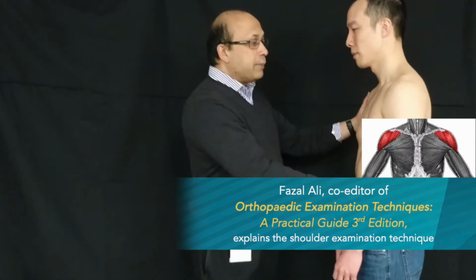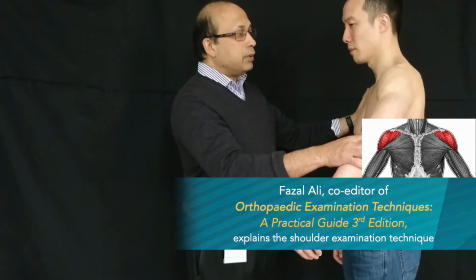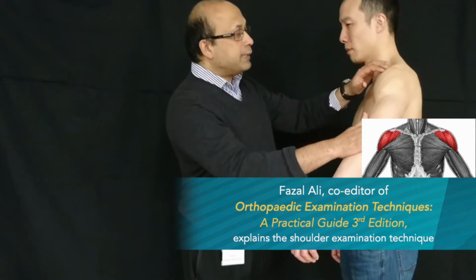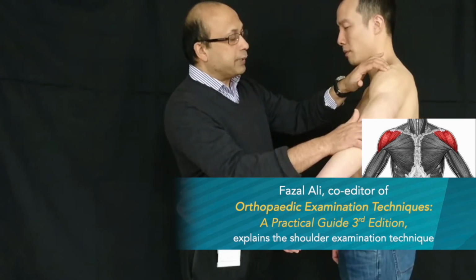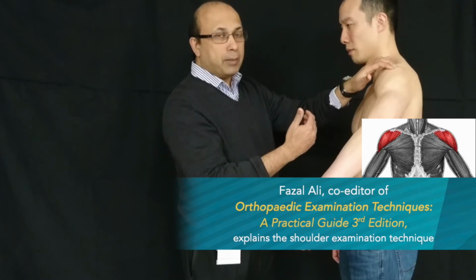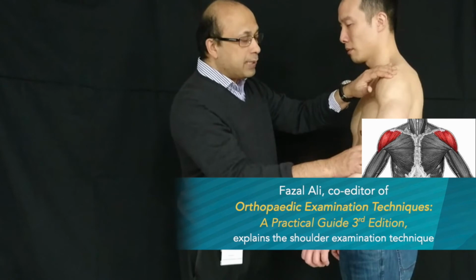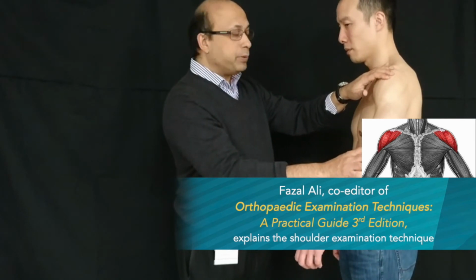From the front, to examine the deltoids, you can just simply abduct the shoulder and ask the patient to resist it, and you feel the deltoid contracting. Remember, don't bring it forward because supraspinatus will come into action if you do that. If you simply just abduct it in this position, ask them to resist, that's the deltoid that you're testing.